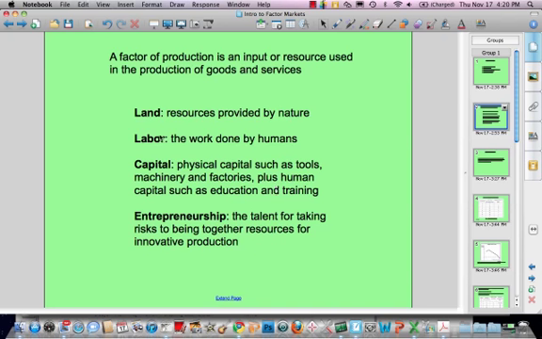So separate from this, which is actual, think of it, the physical labor associated with building things like shoveling and moving things around. Human capital applies to education and training that goes into making people skilled in order to complete tasks. Entrepreneurship is the talent for taking risks, to bring together resources for innovative production.